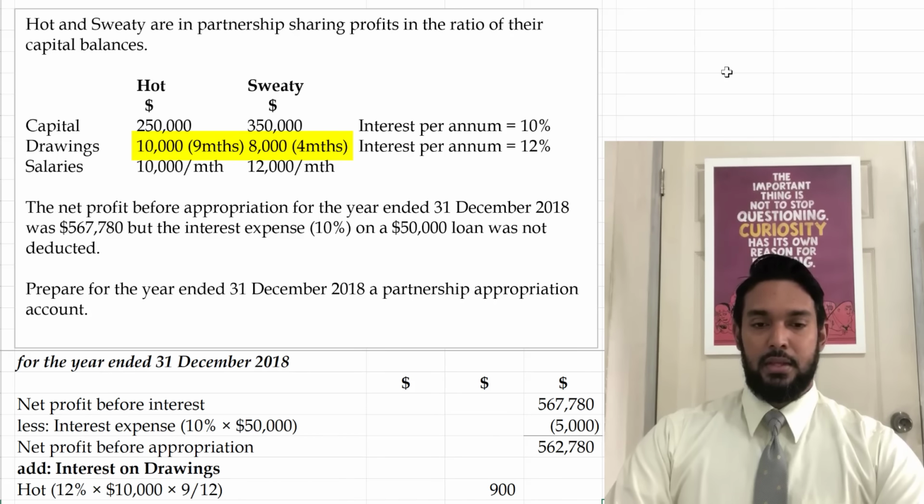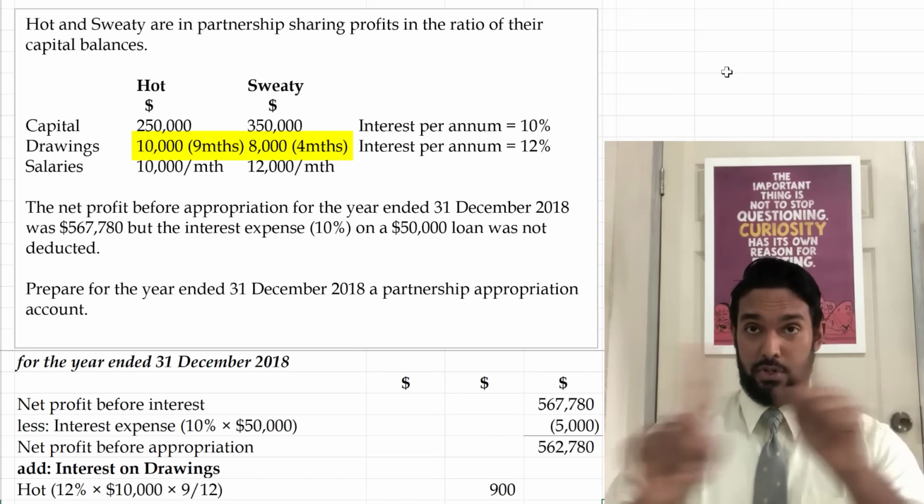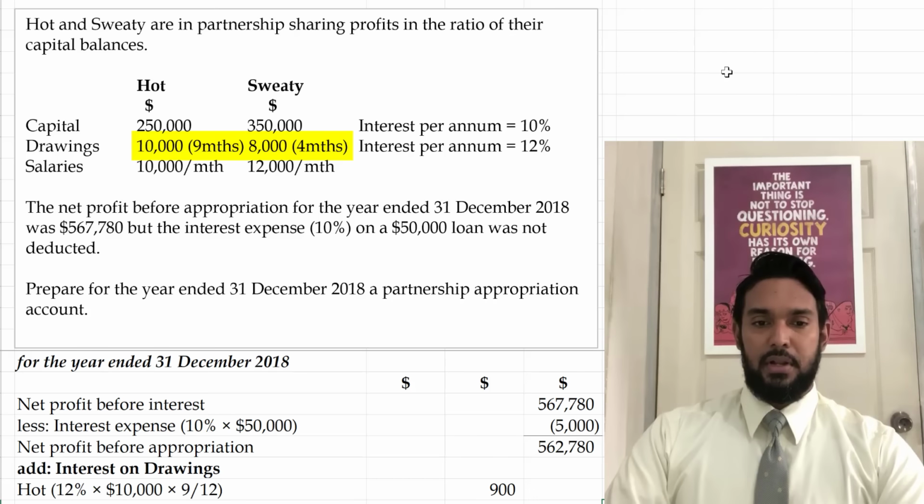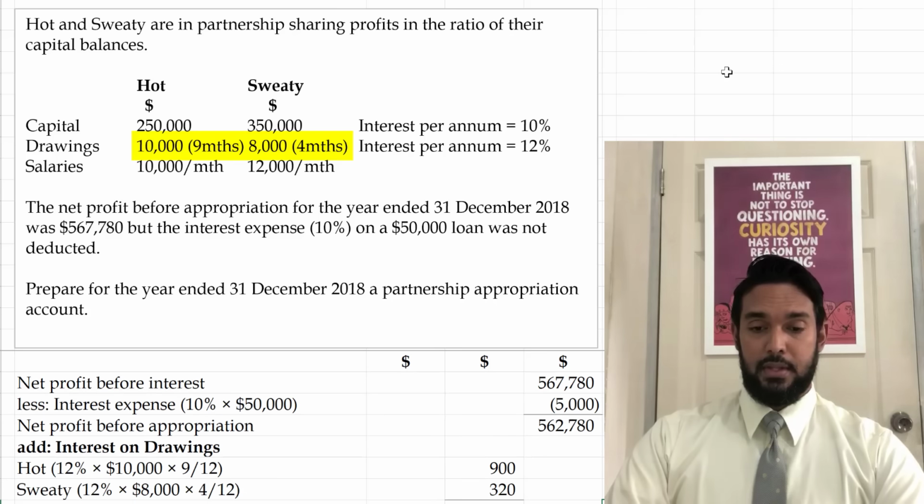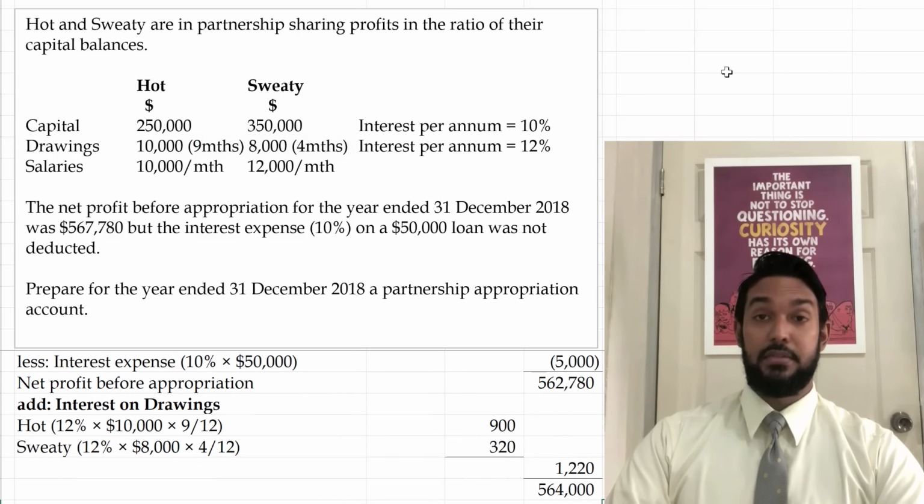Or 12% by 10,000 by 9 over 12. Same difference, right? Multiplication is commutative. The order in which it happens doesn't matter. Similarly, for Sweaty, we're going to have 12% of 8,000 by 4 over 12. That's going to give us 320. Add it together, you get 1,220. We're going to have 564.